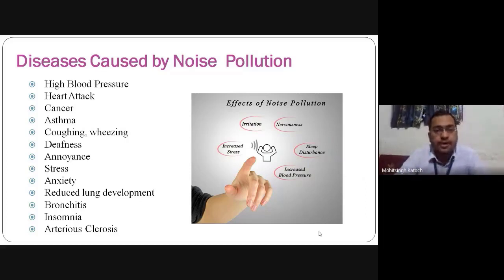So noise pollution is very deadly, very dangerous. We don't understand how dangerous noise pollution is until we personally suffer from it. So prevention is better than cure. By keeping this motto in our mind, we must try to avoid all these diseases which are caused due to noise pollution.